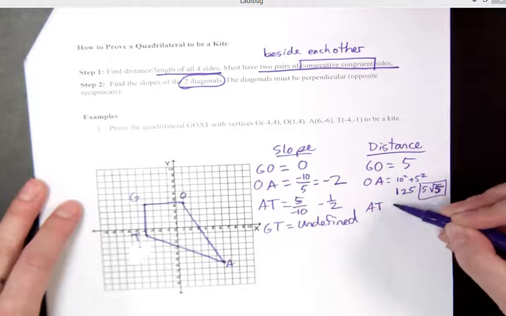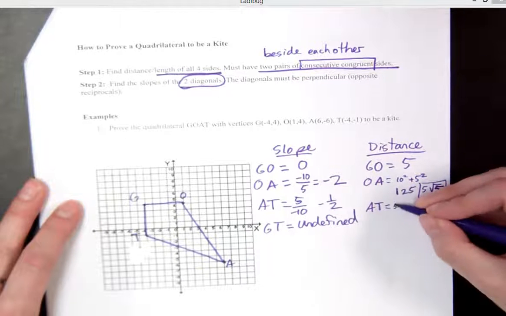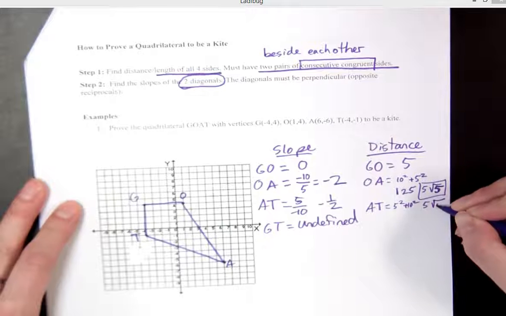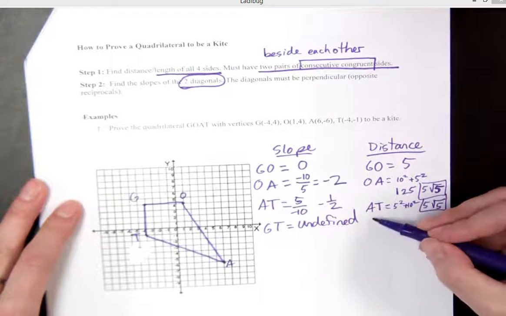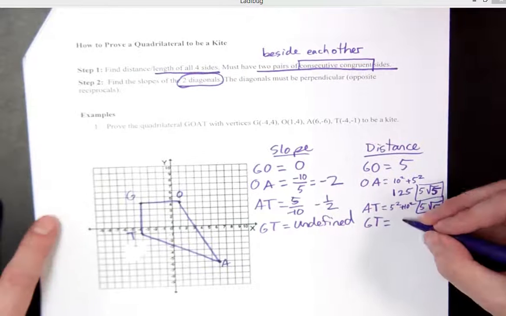AT, is it going to be the same thing? Yeah, because we have the same 5, now it's 5 squared plus 10 squared. But it's going to reduce to the same 5 root 5. And DT we can count. What's it come out to? 5.